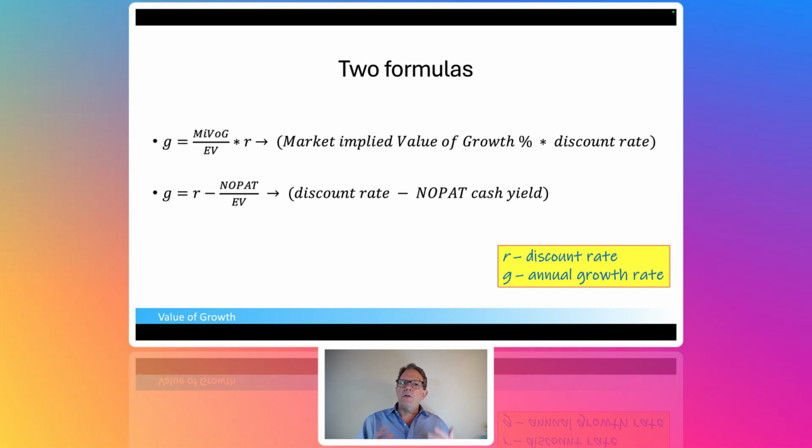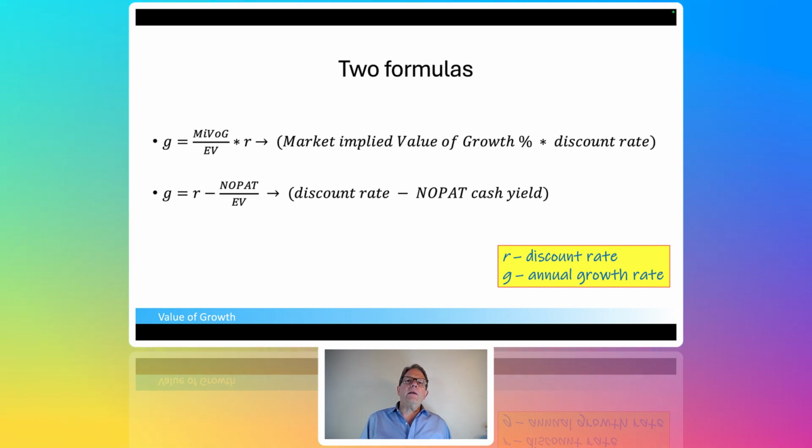and that is your implied long-term NOPAT growth. This to me is so simple and so beautiful and so elegant and so true that I really love it. Because if you take market implied value of growth as a percentage of enterprise value and then multiply it by a discount rate, that's an easy calculation. And that's your long-term NOPAT growth rate.